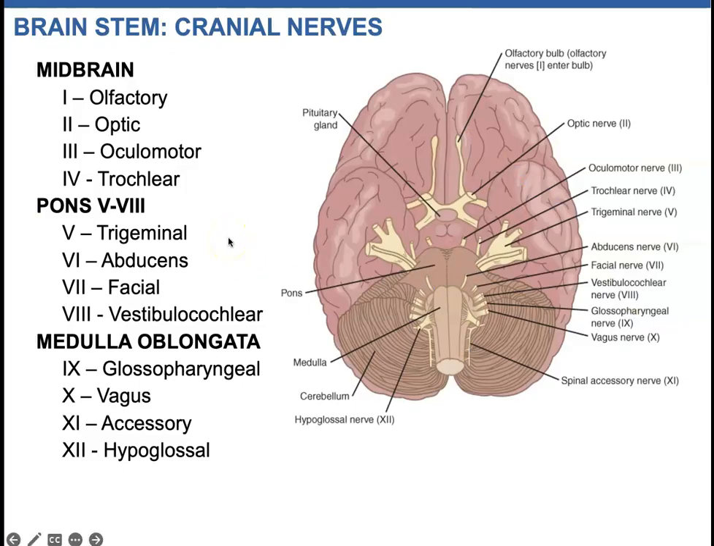The cranial nerves are 12 pairs, so we have 12 on the left, 12 on the right, and they are numbered using Roman numerals, and they each have obviously their own specific function. But the key thing here is that they actually come off the brainstem, which is this portion here of the brain, and we'll get into the details of how these work a little bit later.